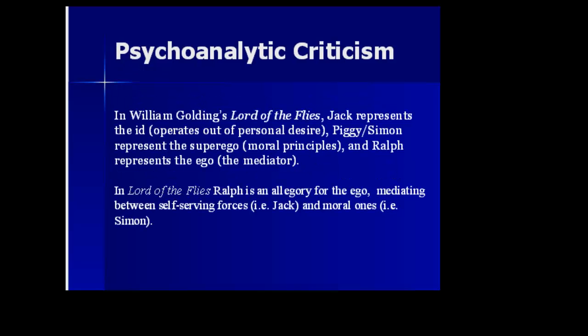Another example would be in Lord of the Flies, which I know some of you have read, that Jack represents the id, who operates out of personal desire. Piggy and Simon represent the superego, and Ralph represents the ego, which is the mediator between the two. So in Lord of the Flies, Ralph serves as an allegory for the ego, mediating between self-serving forces and moral ones. Then one would take the rest of the paragraph to explore that whole idea as a psychoanalytic critic.